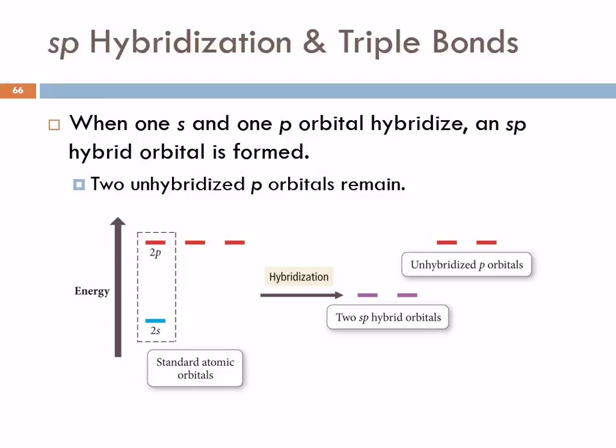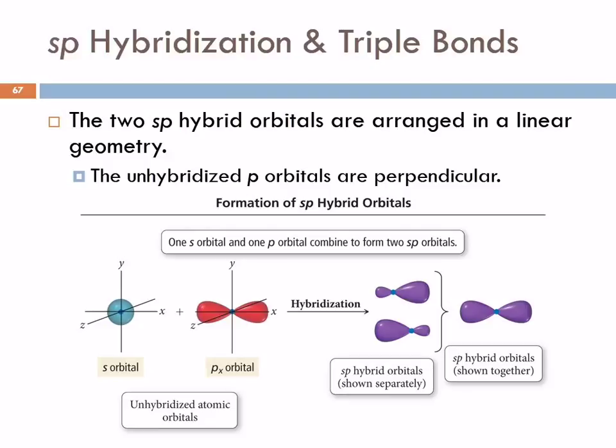We can also have an sp hybridized orbital. One s and one p orbital hybridizing together, so we get these 2 orbitals, and then we're left with 2 p orbitals that are unhybridized. And this is what happens when we have a triple bond. So the sp, just one s and one p, when those overlap, we get 2 hybrid orbitals, and they're facing in opposite directions. And when we show them together, they would look like that.